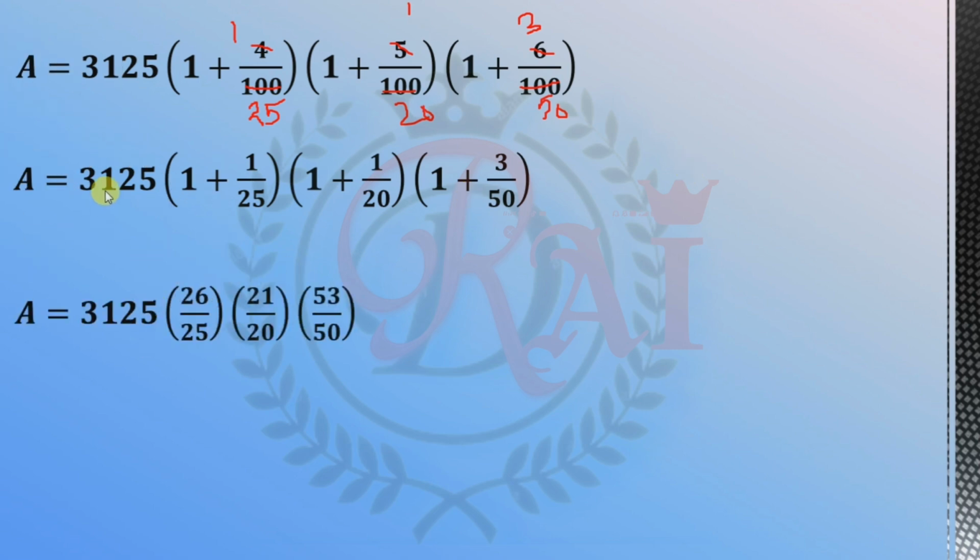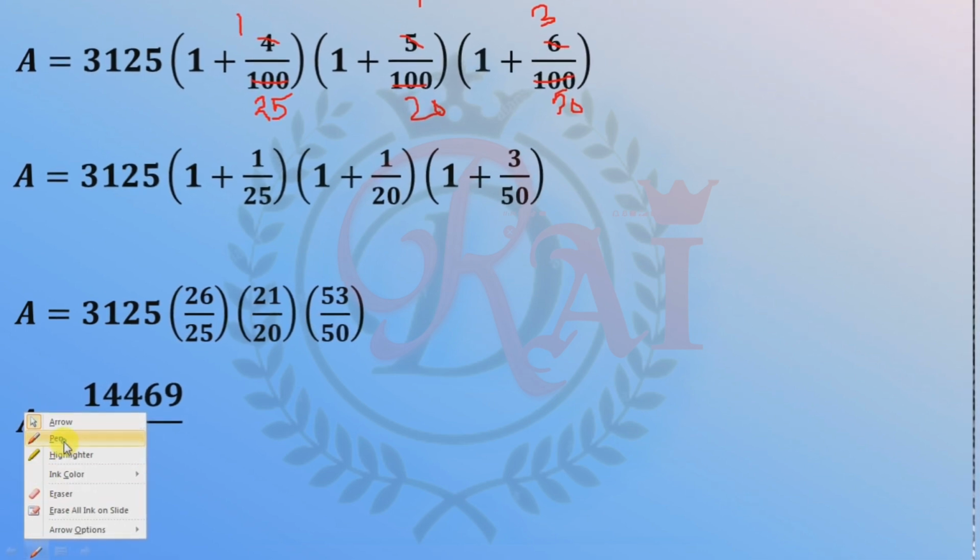Next we'll write 3125 as it is. 25 into 1 is 25 plus 1 is 26, divided by 25. 20 into 1 is 20 plus 1 is 21, by 20. 50 into 1 is 50 plus 3 is equal to 53 by 20.